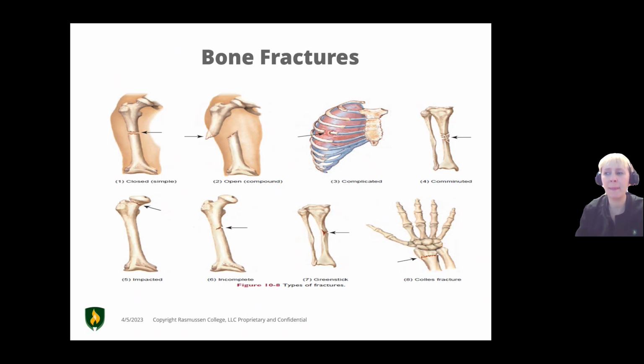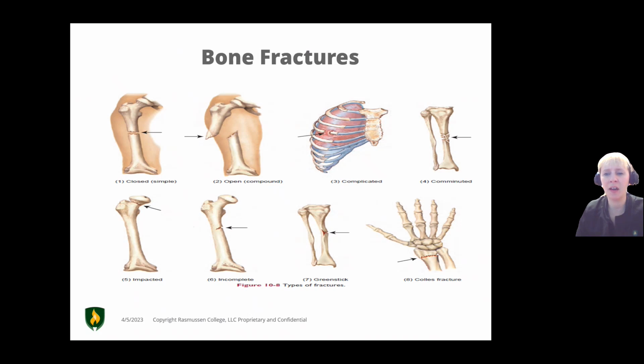Number 5 is an impacted fracture. This occurs when a bone is broken on one end and wedged into the interior of another bone. Number 6 is an incomplete fracture. This occurs when the line of a broken bone does not extend through the entire thickness of the bone, so that one side of the bone is broken, but the other side is just bent. This is also very common in children, as part of the bone is still composed of flexible cartilage, and we often refer to these as green stick fractures.